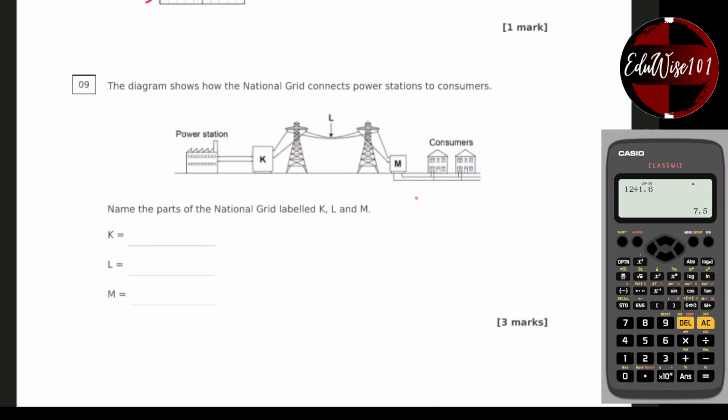Question number 9. The diagram shows how the national grid connects power stations to consumers. Label the parts of the national grid K, L, and M. K is step up transformer. L will be the power cables, or just cables, not wires. We have to refer to them as cables, or you can describe them as power lines. M is step down transformer.